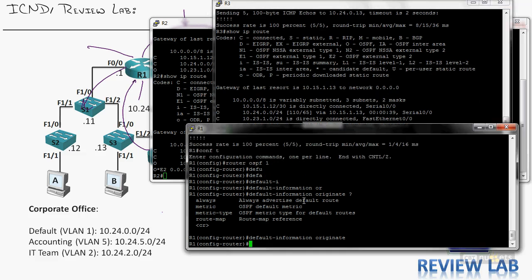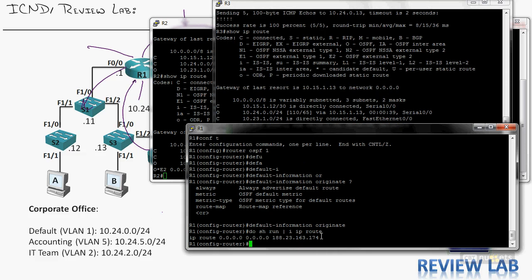Now the other flavor of this command. Default information originate tells router 1, if you have a default route, which it does, right? Because we defined it. I'll do include IP route. We defined that default route right here on router 1. So it says if you have a default route, go ahead and send it to your friends.